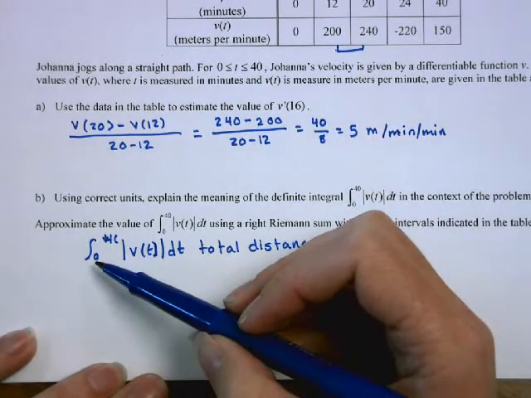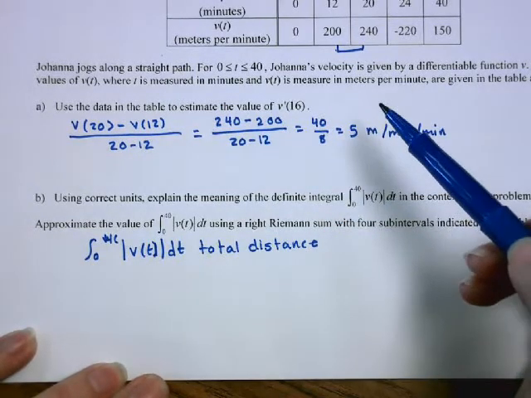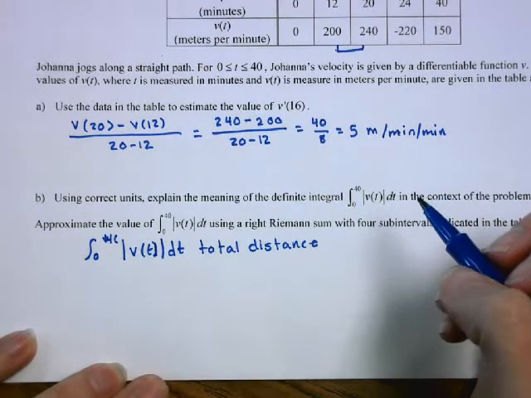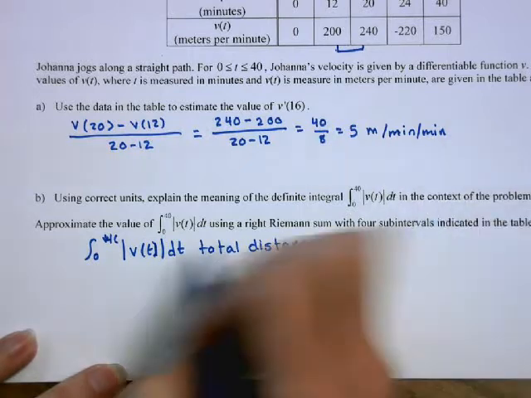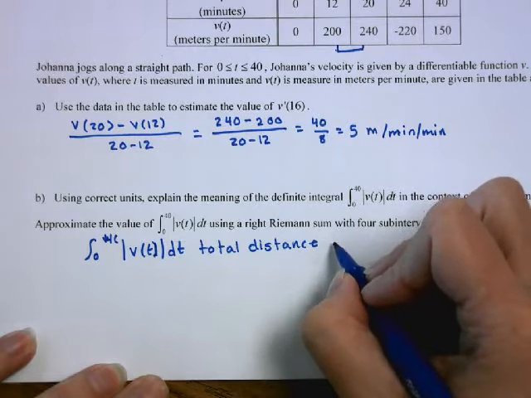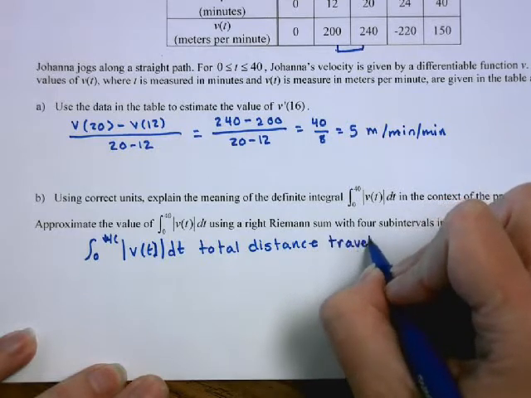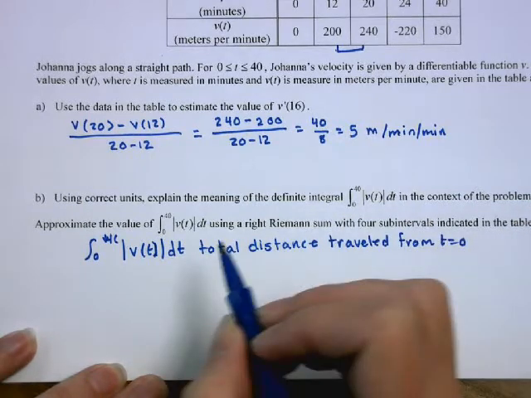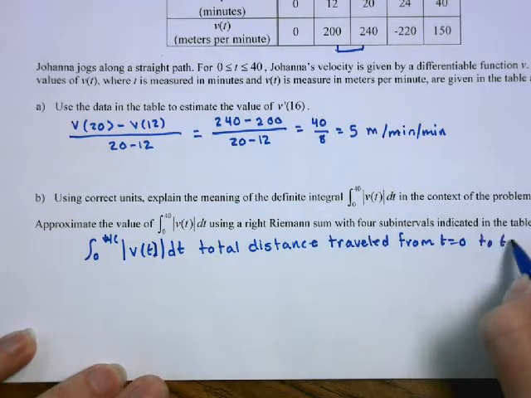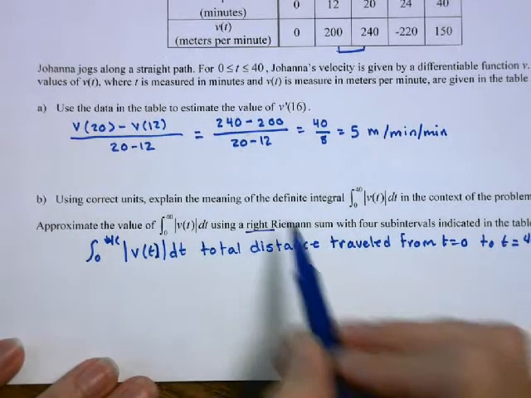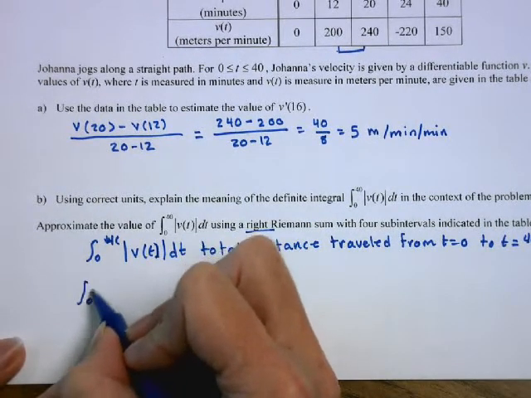Because if we just had the integral from 0 to 40, it would include negative areas, so it would take out, it would be displacement rather than distance traveled. But with the absolute value, it's the total distance traveled from t equals 0 to t equals 40. Okay, then we're going to approximate it with a right Riemann sum.